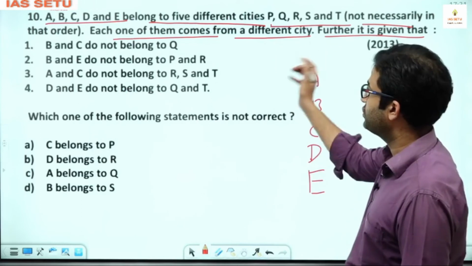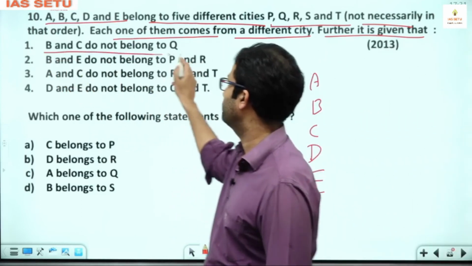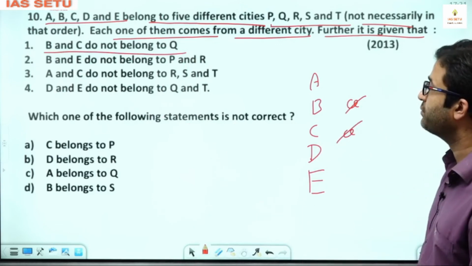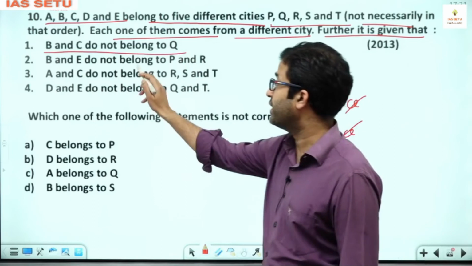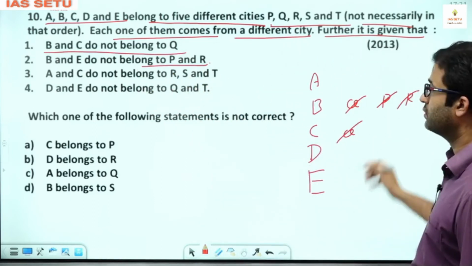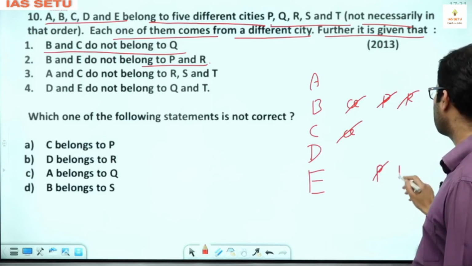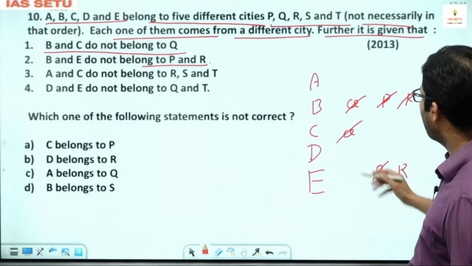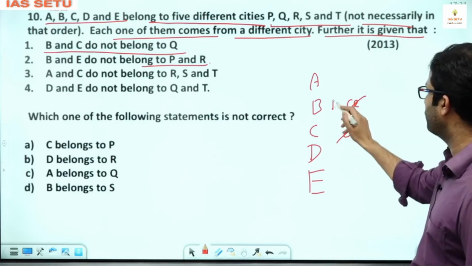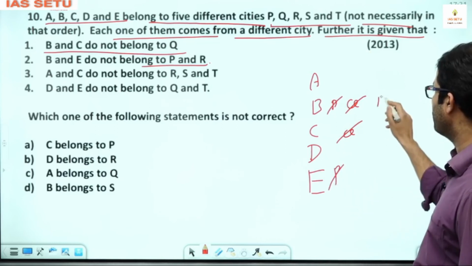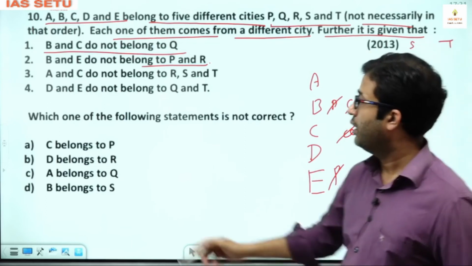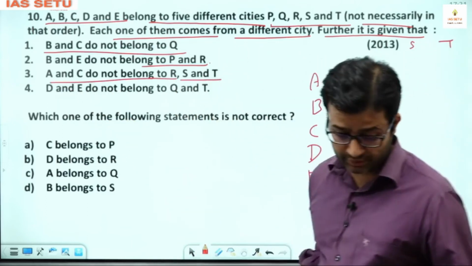Okay guys, B and C do not belong to Q. So what to do here: write Q and cut it, so that you have an idea that B and C do not belong to Q. B and D do not belong to P and R. P and R. It is better if you write in sequence P, Q, R, S, T. So I will write P, Q, R, S, T. Okay? A and C do not belong to R, S, T.